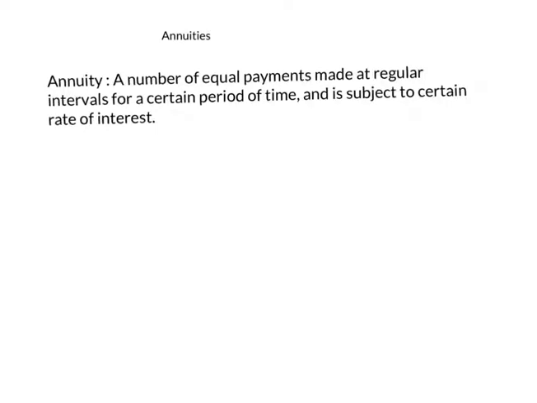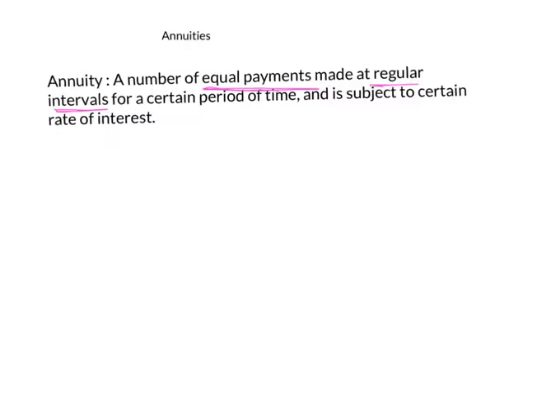In grade 12, we are going to learn about annuities. This is one of the definitions that I came across in one of the textbooks: a number of equal payments made at regular intervals for a certain period of time and subject to a rate of interest. So my keywords are: equal payments, regular intervals, a certain time, and a rate of interest.